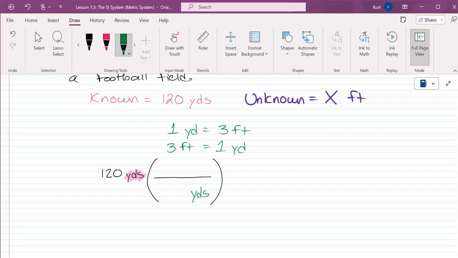Now, this is my conversion table. In my conversion, how many yards do I have? How many yards equals 3 feet? 1 yard. And then on top, you'll put 3 feet. This basically means 3 feet equals 1 yard. 1 yard equals 3 feet.